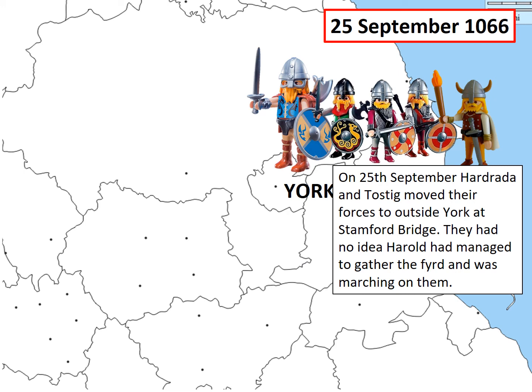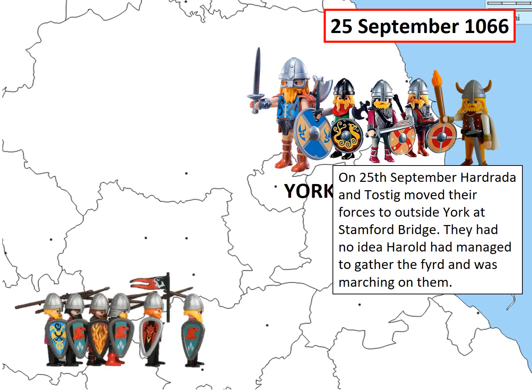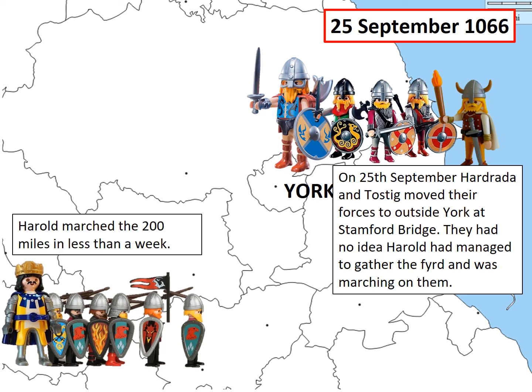And they wait at Stamford Bridge. Now, they had no idea that Harold had managed to gather the Fyrd so quickly and had managed to march up to York in record time. But he does. And here he is, arriving with his Fyrd. And Harold marches the 200 miles from south of England up to York in less than a week with his entire army. That was remarkable at the speed that they did it.